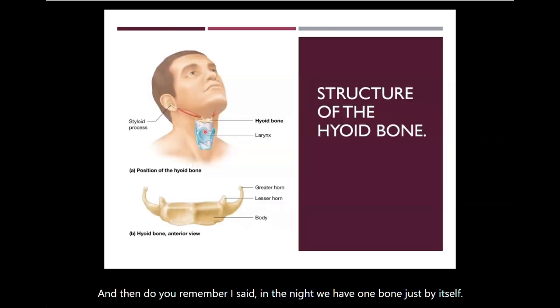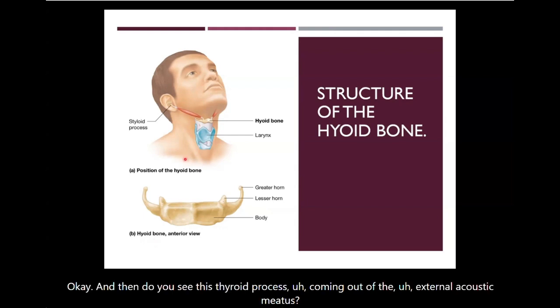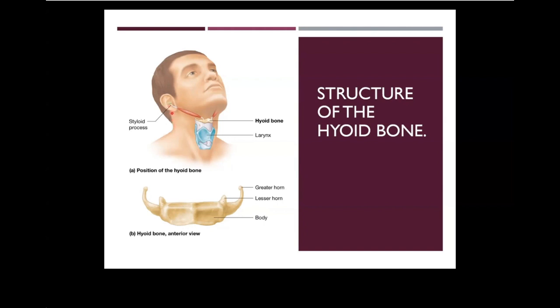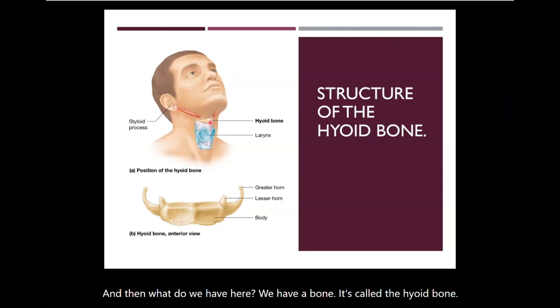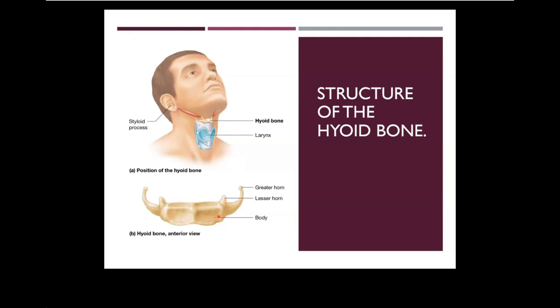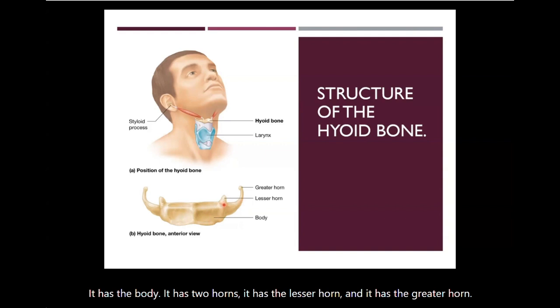All right. And then do you remember I said in the neck we have one bone just by itself, right? What is that bone called? Hyoid bone, okay? And then do you see the styloid process coming out of the external acoustic meatus? And then do you see this muscle, right? And then what do we have here? We have a bone, it's called the hyoid bone, okay? And then underneath it, we have the trachea and the larynx, okay? So what is the neck bone called? Hyoid bone. This is how it's built. It has the body, it has two horns, the lesser horn, and the greater horn, okay?